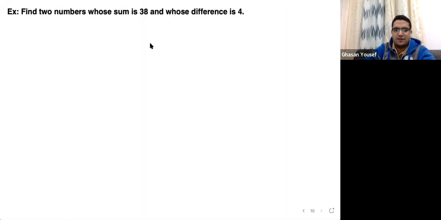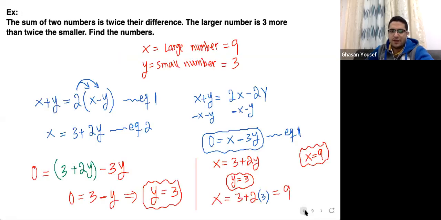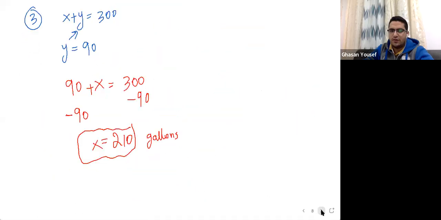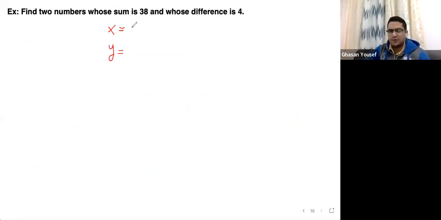Find two numbers whose sum is 38 and whose difference is 4. I have two numbers, the sum is 38, the difference is 4. So I have to use the steps. I have to identify the variables: x equal and y equal. The second step for modeling is to express all the unknown quantities. So x is the first number, and y is the second number.